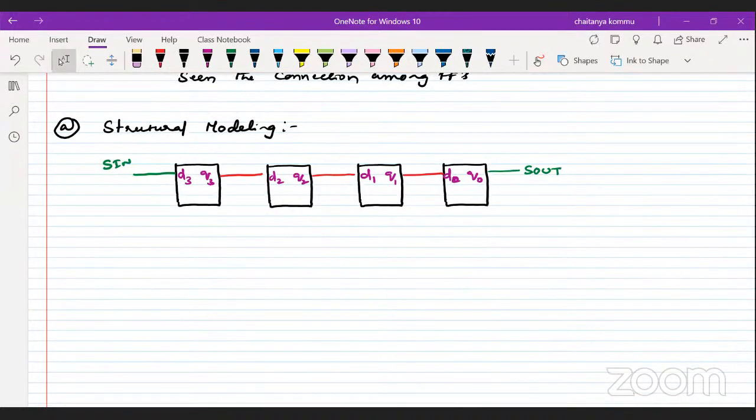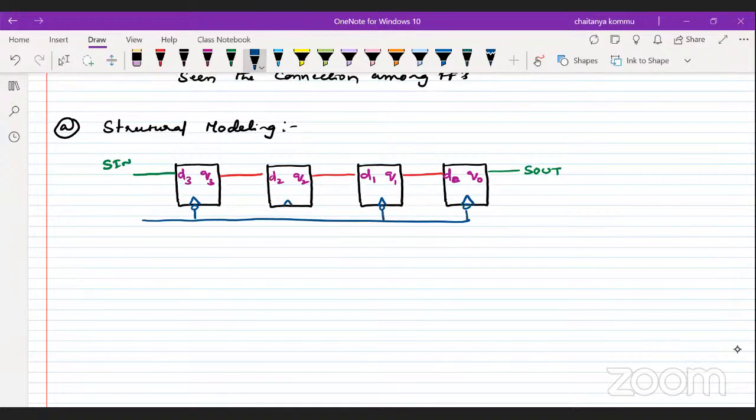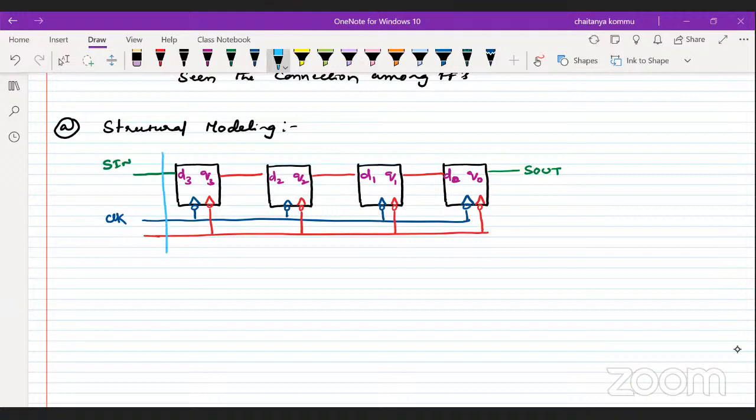It is very important to note that every flip-flop has got a negative edge triggered clock signal. It is called a clock signal. It is mandatory to know that every flip-flop has got a reset signal as well. So this is what the inside of the shift register looks like.